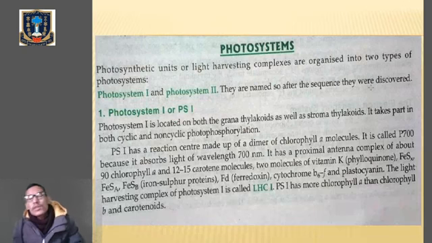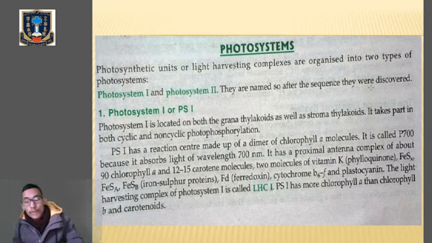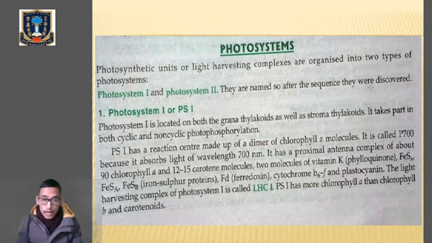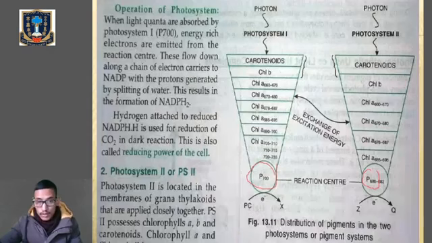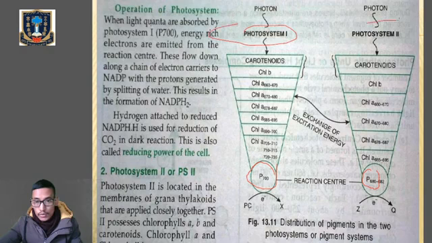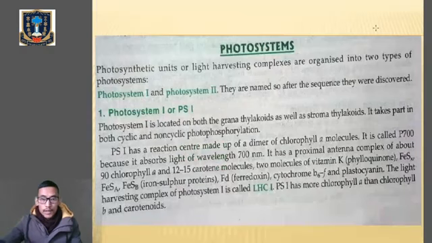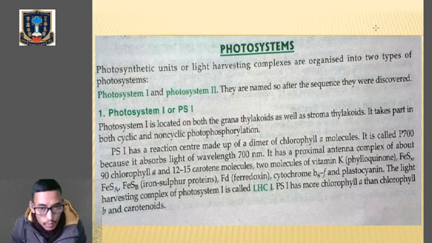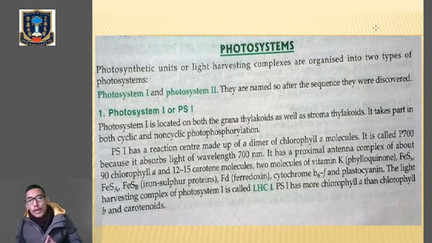So the photosynthetic unit or the light harvesting complexes are organized into two types of photosystems, PS1 and PS2. That is photosystem 1 and photosystem 2. Here you can see photosystem 1 and photosystem 2. Clear? Okay.